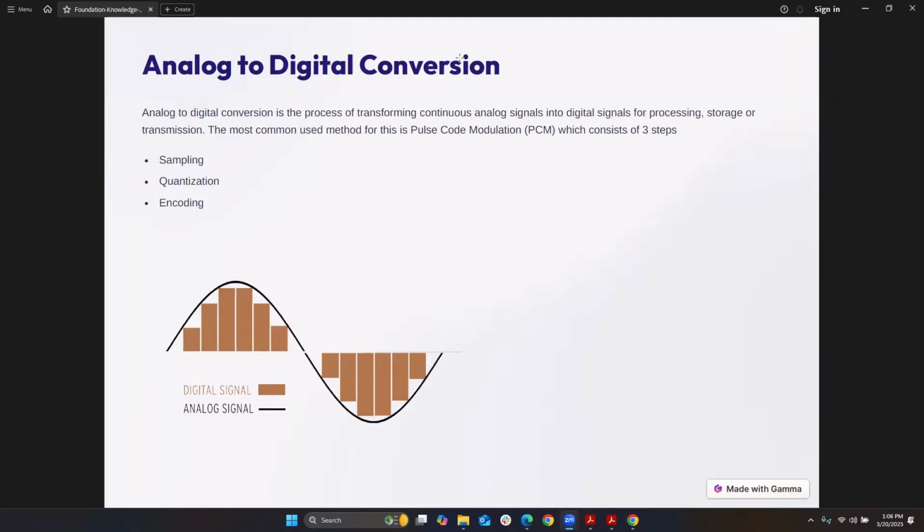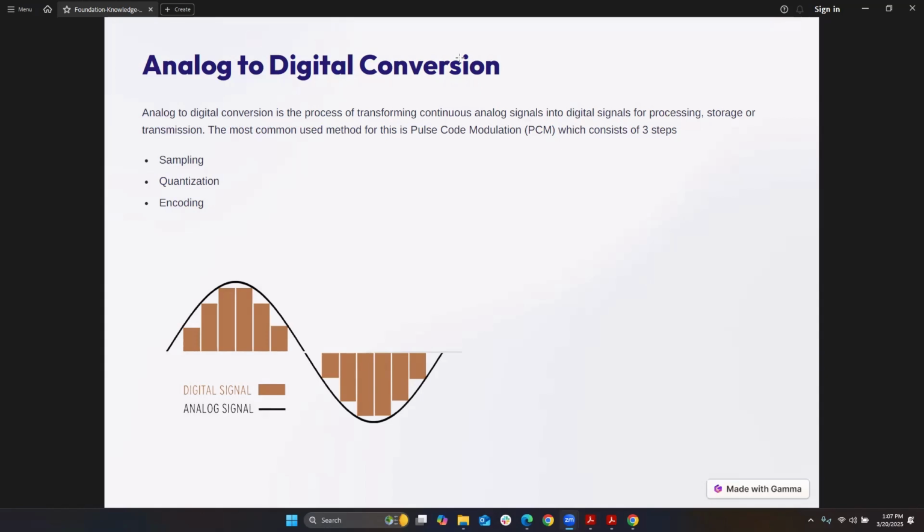Moving on to the next topic, analog to digital conversion. So, what is analog to digital conversion? It is the process of transforming continuous analog signals into digital signals for processing, storage, or transmission. This conversion is important because computers, smartphones, and digital devices can only process digital data. For example, a microphone records voice as analog signals, but the computer has to convert it into digital signals for storage and playback.